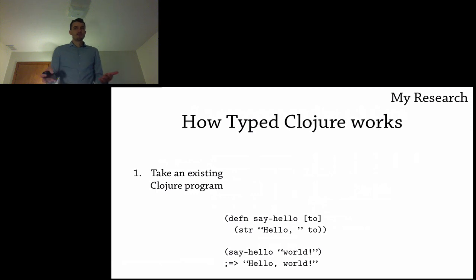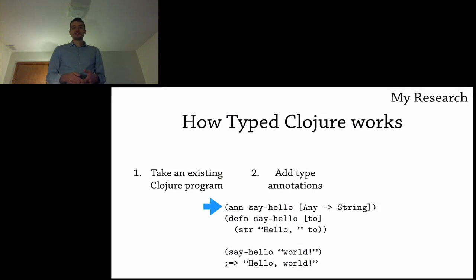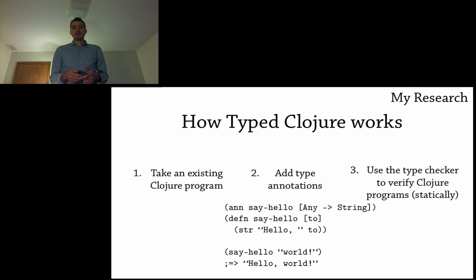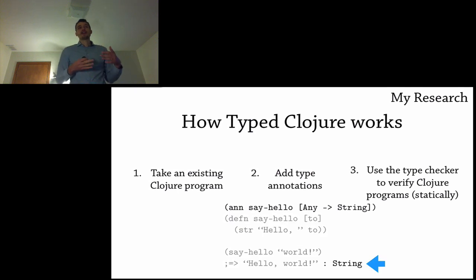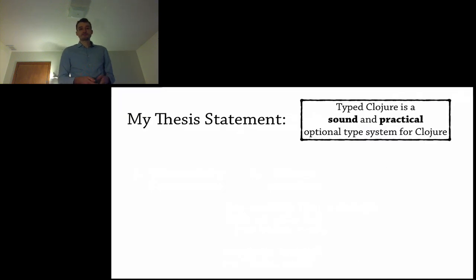You take an existing program written in Clojure, here's a hello world, and then you add type annotations to all of the top-level functions. So say-hello takes Any, and returns a String. And then you use the type checker to verify the Clojure programs. And this happens statically. You don't actually have to run the program. So Typed Clojure deduces that this program returns a string without having to run it.